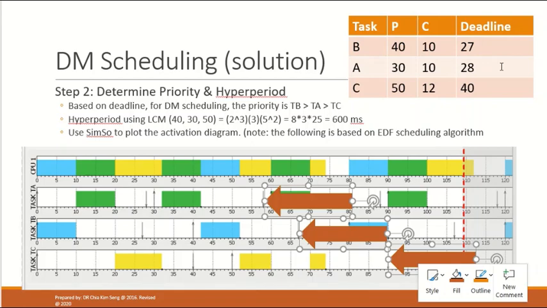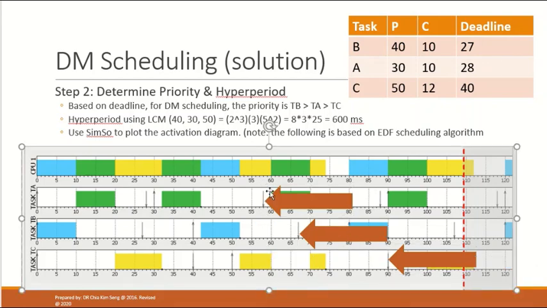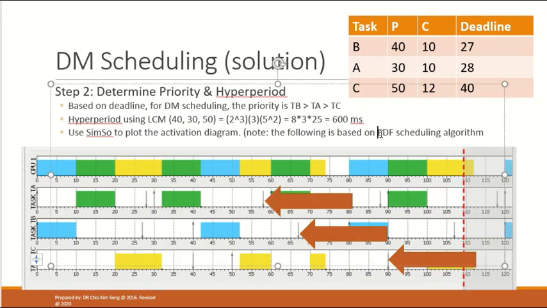Okay, let me change this color. So in the next round, the compiler will see that at this round, the task A deadline is first. So which one do you need to schedule first? It's task A, correct? So that's why task A has been executed first. After executing this one, the compiler will set the new deadline.